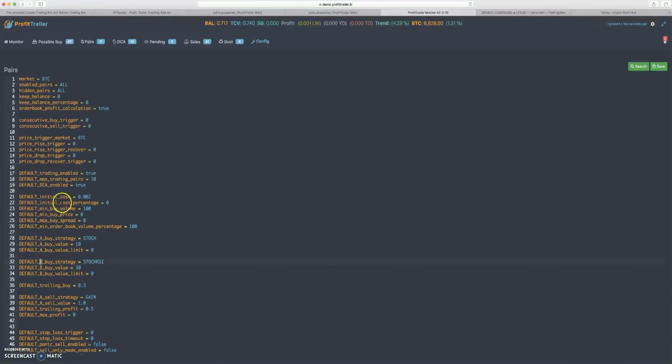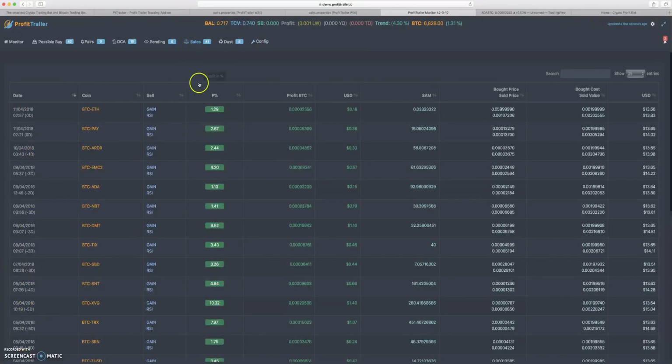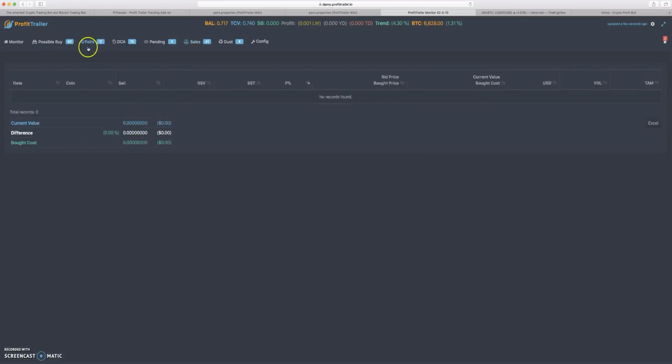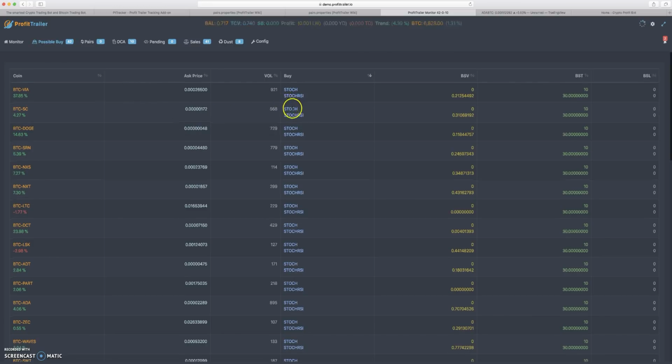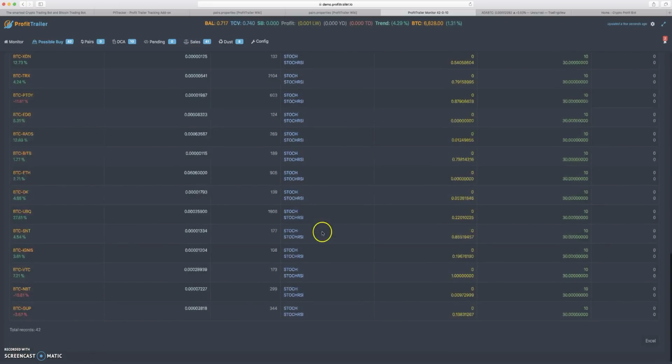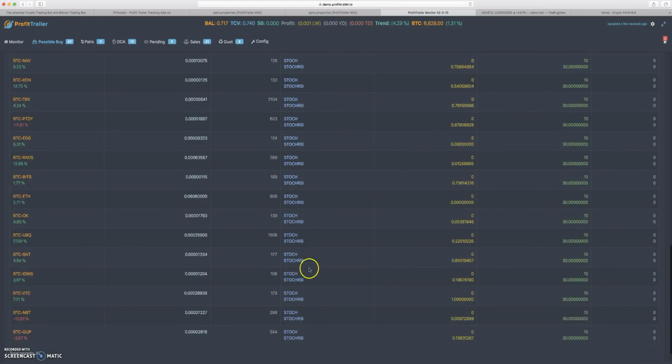I'm pretty stoked about that. I think it's really going to allow us to get into better trades. When it comes to selling, you're able to sell based on a gain or an RSI or both, and it won't sell anything until both of these are triggered as true. That's pretty cool. If you look at the pairs, I guess their test bot doesn't have any pairs. Go to possible buy log. It's looking at all of these, and it doesn't look like any of them are true at the moment.